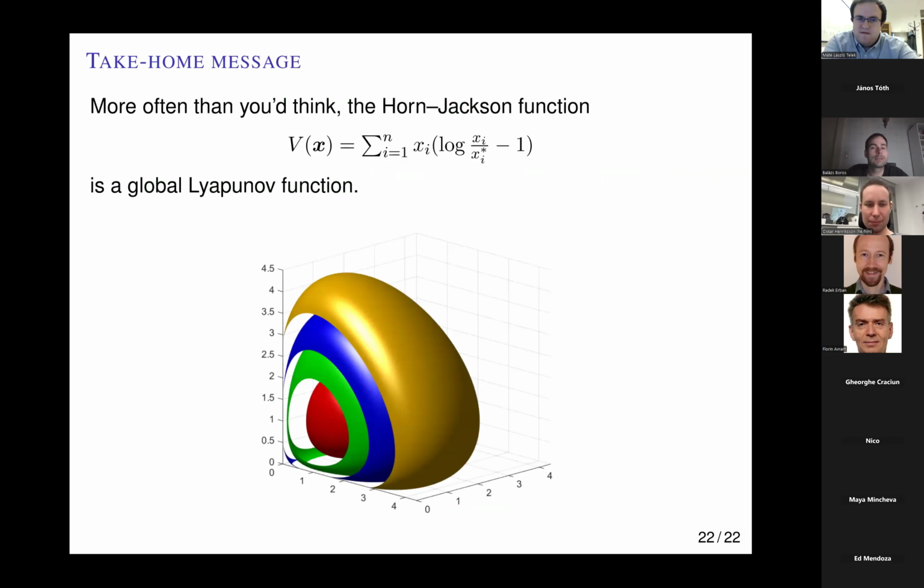And the take-home message is that the classical standard Horn-Jackson function is a global Lyapunov function more often than you would think. And of course, the picture here shows the level sets of the classical Horn-Jackson function in 3D.